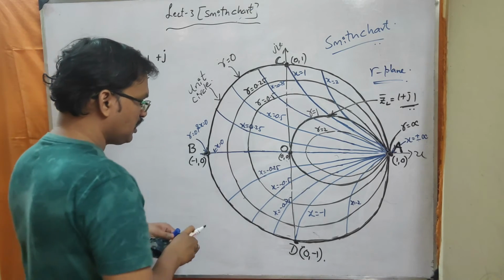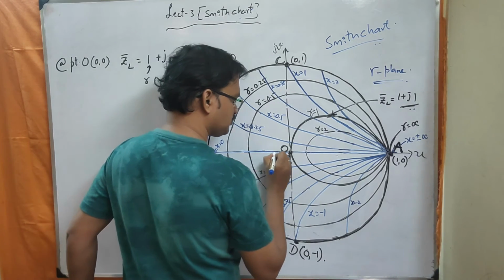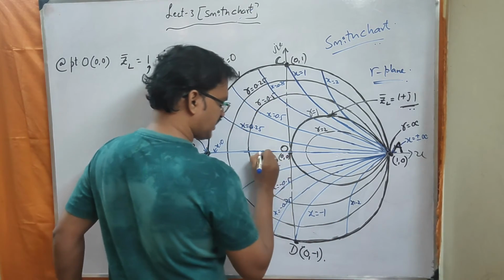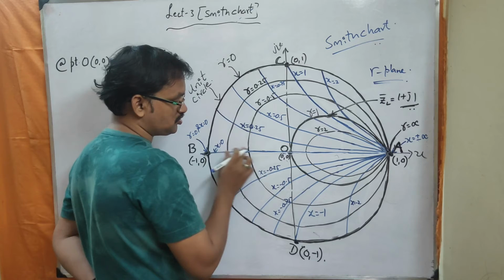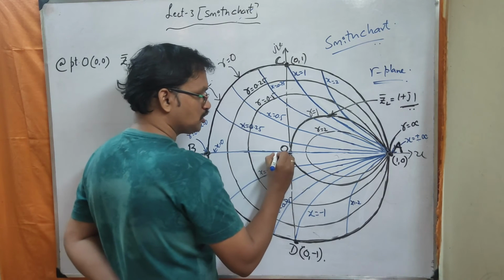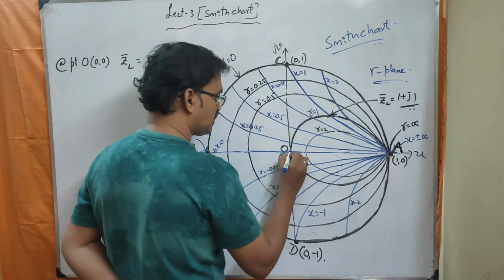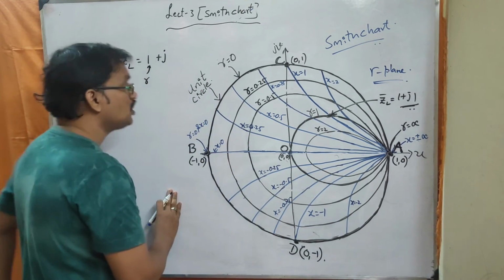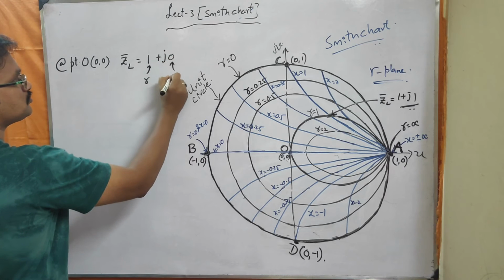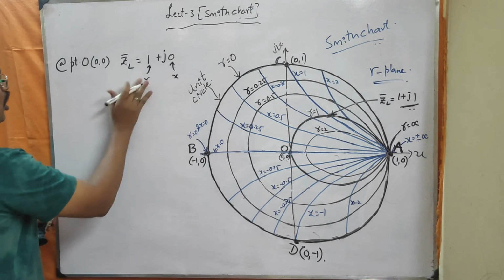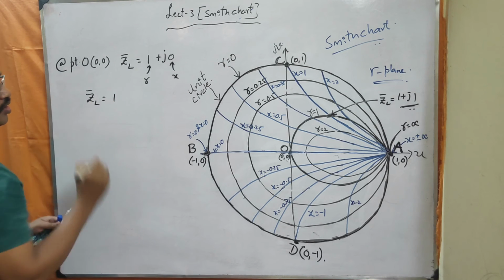Okay, now if you observe, through this origin, what is the reactance circle that is passing through here? This line or not? So this line represents x is equal to 0 circle. Yes or no? So the reactance circle passing through this origin is nothing but x is equal to 0. So that means here x value is equal to 0. Okay, so that means at origin point, the normalized load impedance is equal to 1.